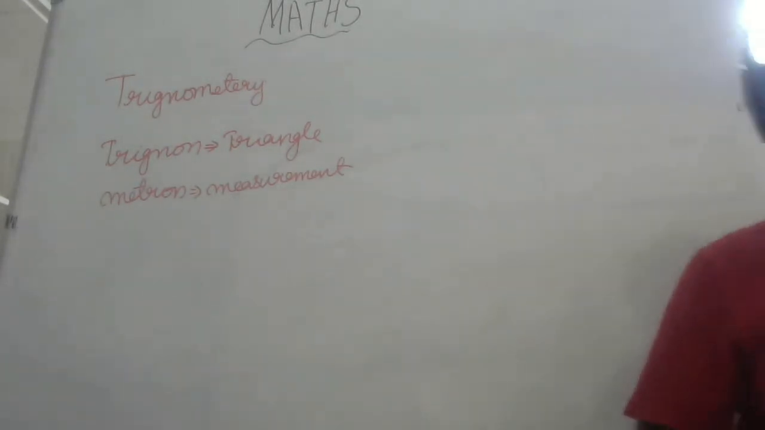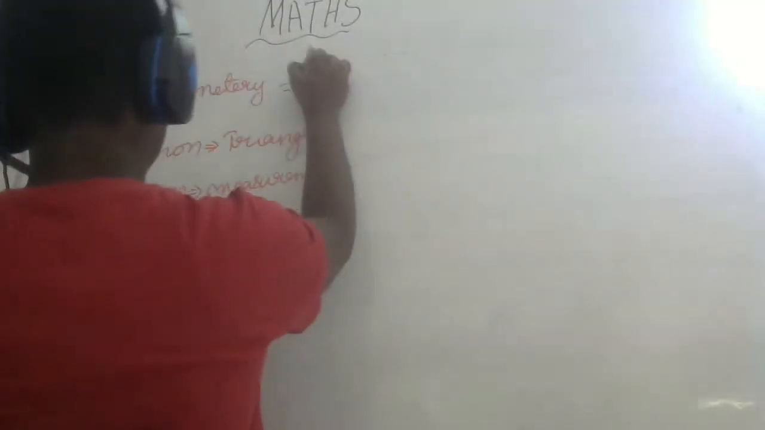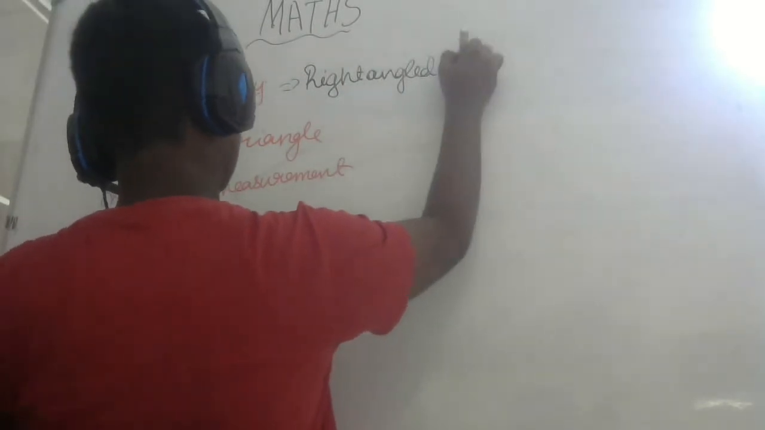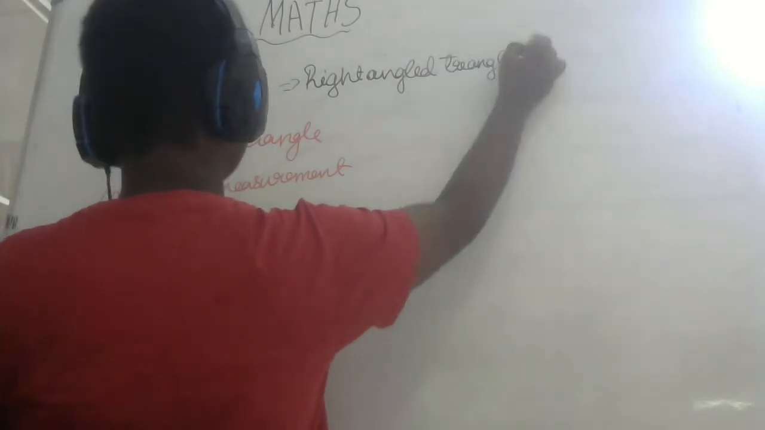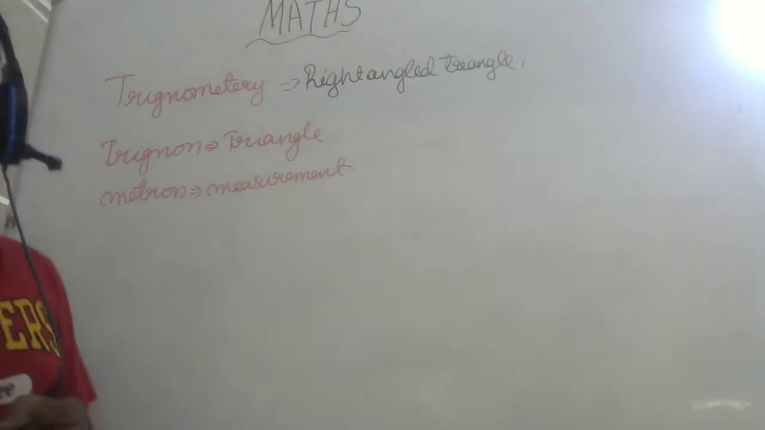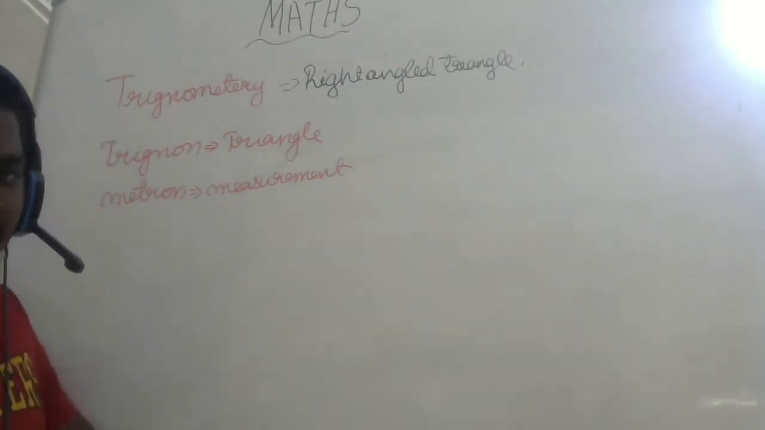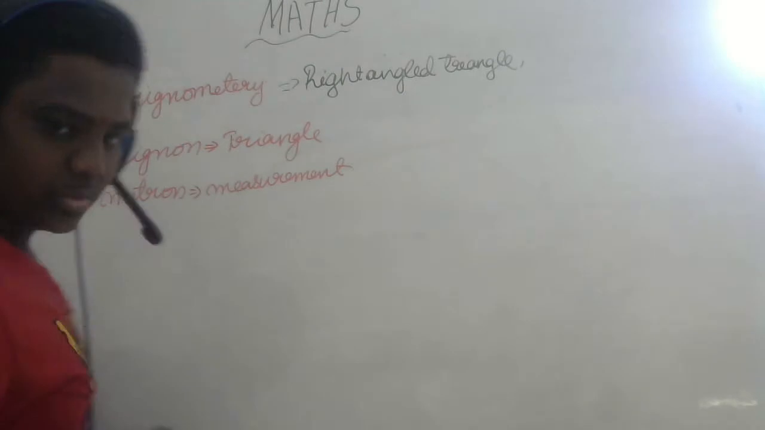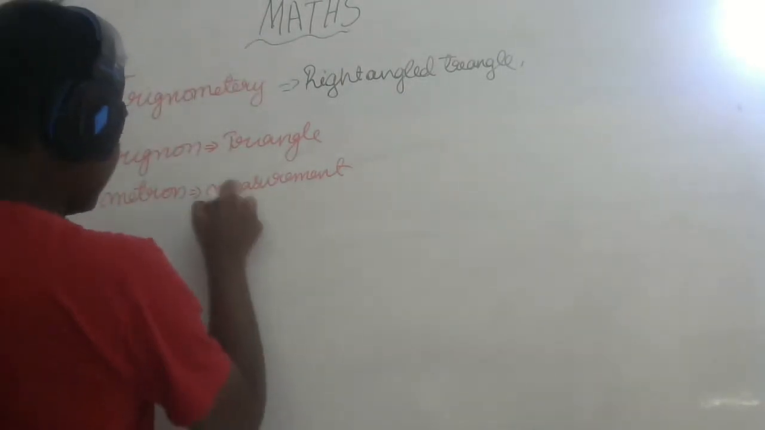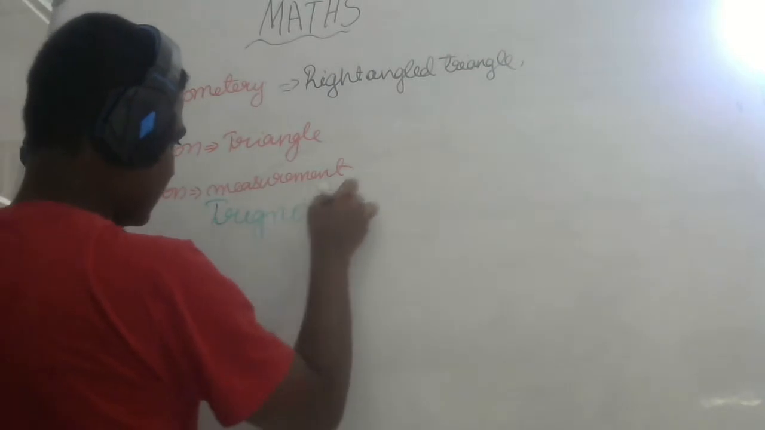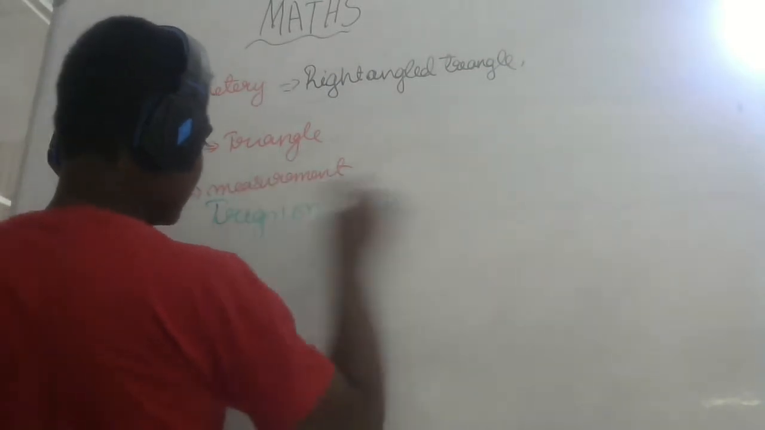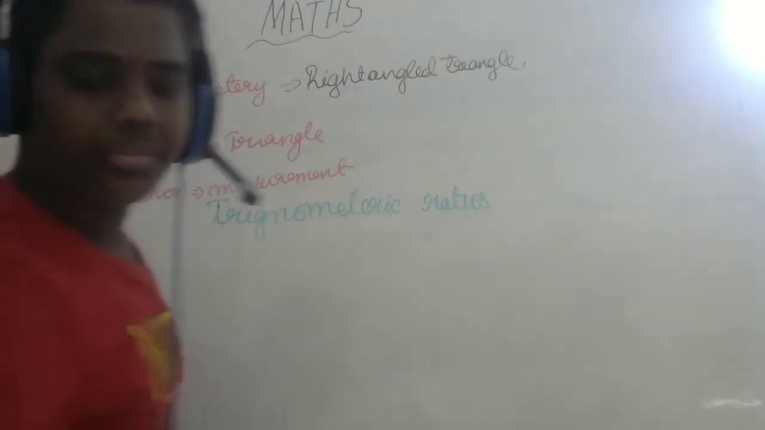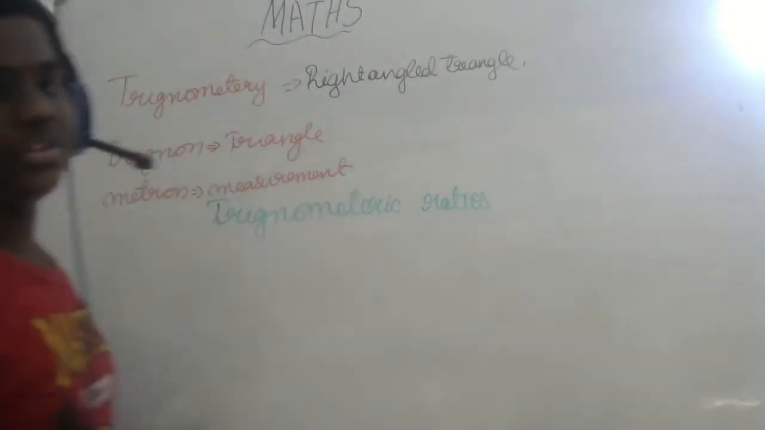So basically, trigonometry is dependent on right angled triangles, and the sides may or may not be Pythagorean triplets. So, in trigonometry, we are basically having trigonometric ratios. In trigonometric ratios, we are again having six ratios.